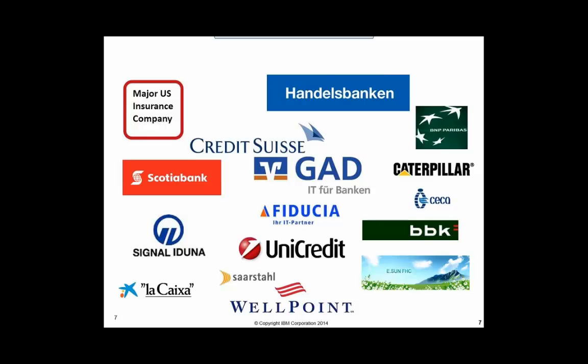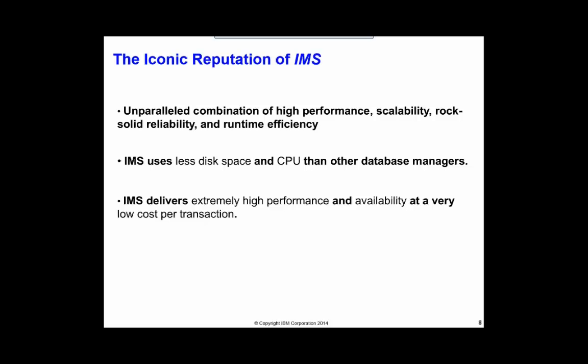And here on this next page is a small sampling of some of our customers that use IMS. In fact, I think it's safe to say that 95% of the top 1,000 Fortune companies use IMS for their operational data. Now, if you ask these top 1,000 Fortune companies why they use IMS, you will hear answers like this: unparalleled combination of high performance, scalability, rock-solid reliability, and runtime efficiency. IMS uses less disk space and CPU than other database managers. And IMS delivers extremely high performance and availability at a very low cost per transaction.